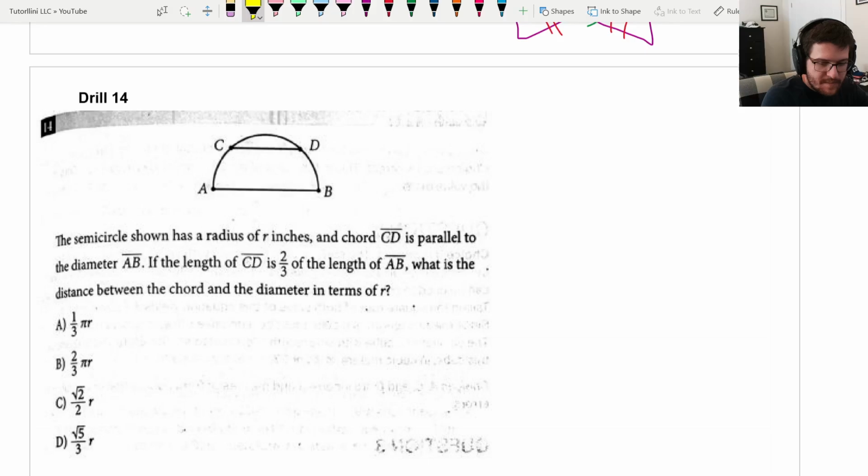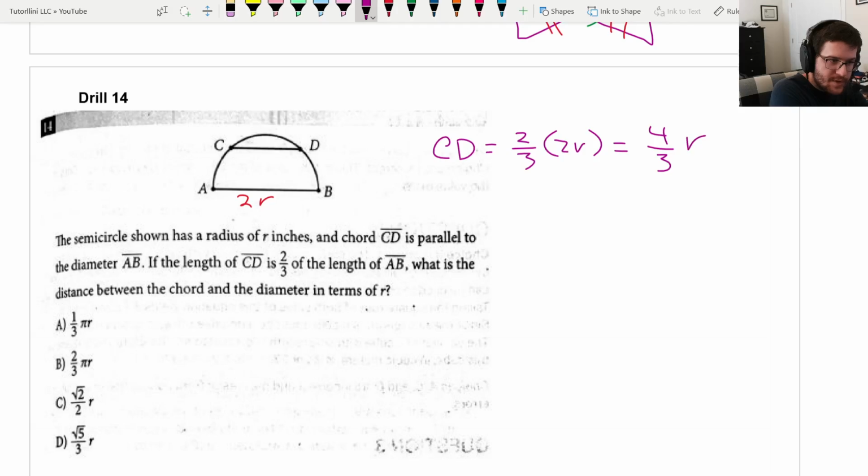Okay, give me 1 second. Alrighty. Okay, so we're going to call AB a diameter, not a radius. So we're going to call it 2r. CD is 2/3 of AB, it says. So we're going to do 2/3 times 2r, which is 4/3 r. So we can put that over here.